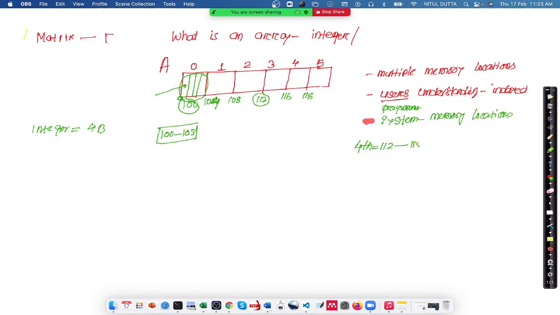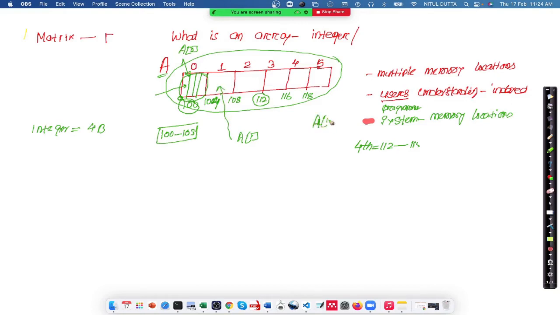Apart from that, since this array is a collection of homogeneous data, the concept is to give a common name to a contiguous memory location. The entire array is identified by the name A, and the individual elements are known as A0. A0 is representing this location, A1 is representing this location, A5 is representing this location.